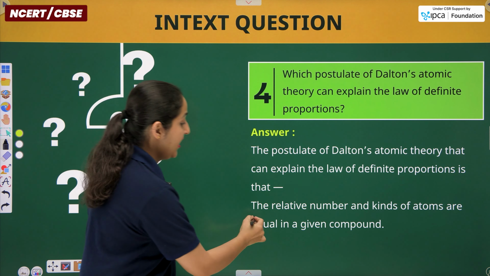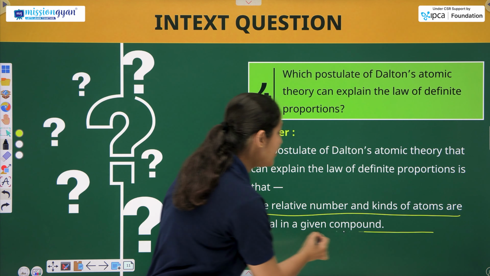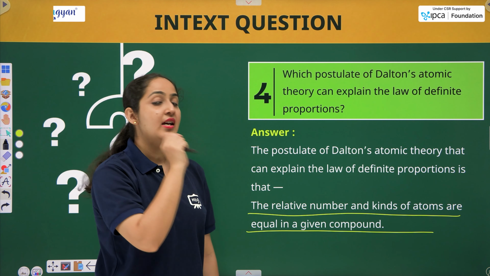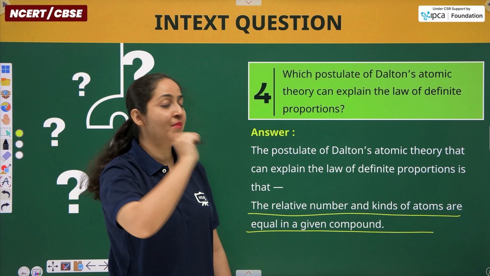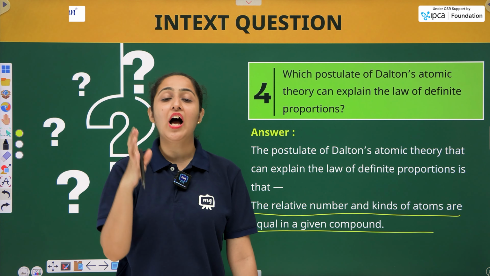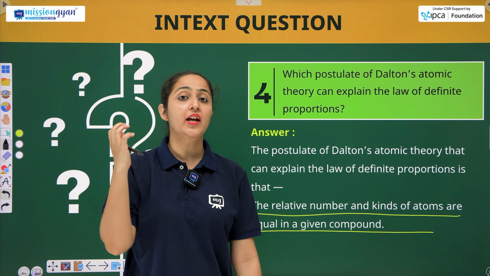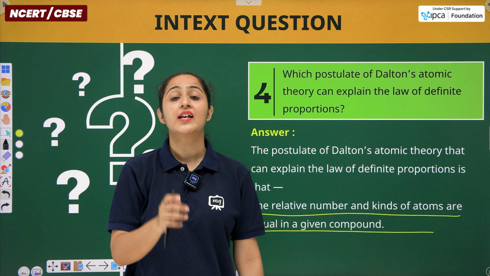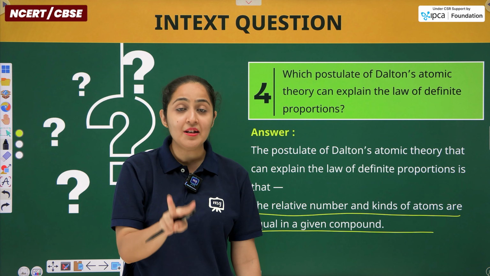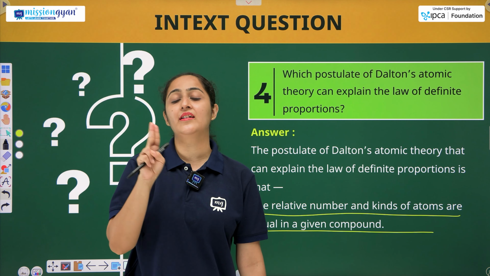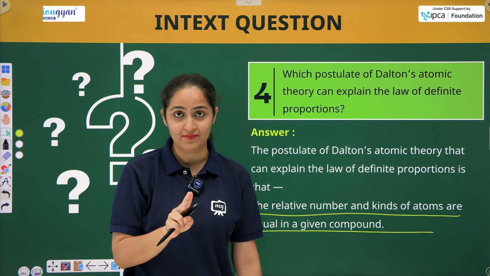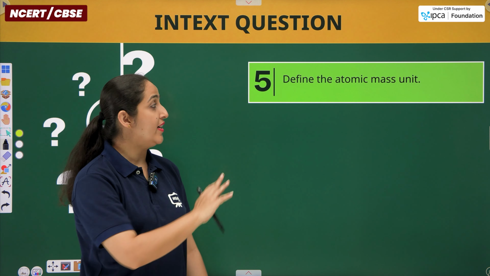लास्ट पोस्टुलेट. The relative number and kinds of atoms are constant, are same in a given compound. तो आप compound को कहीं से भी लीजिए, whatever the source of the compound is, the masses in which the elements are combining to make that compound is constant. All right. Now, let's see the next one.